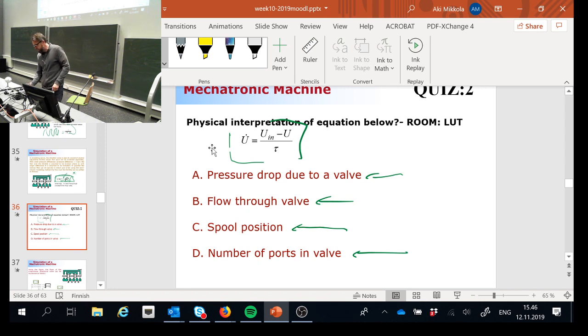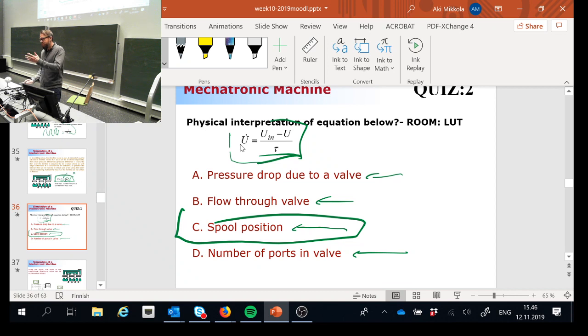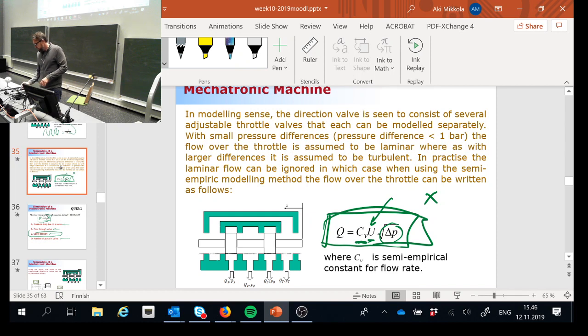So the correct answer is spool position. Spool position, which next year I need to change to be X, to be a bit more understandable. So this is X dot, this is X. And then here, this is supposed to be X, of course, to make it more consistent. Consistent is what we need here. Okay, but now let's close the case here.